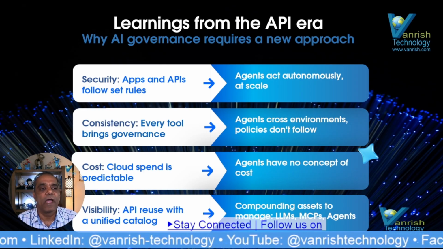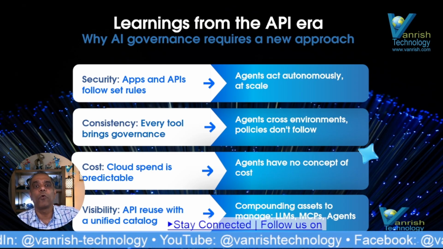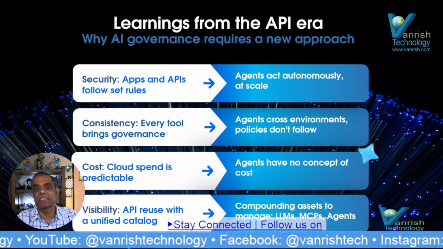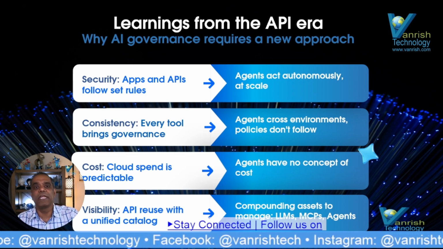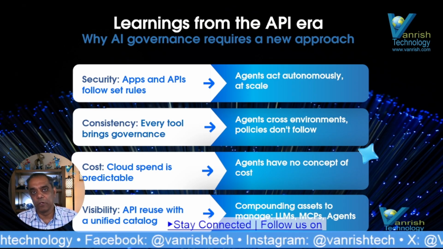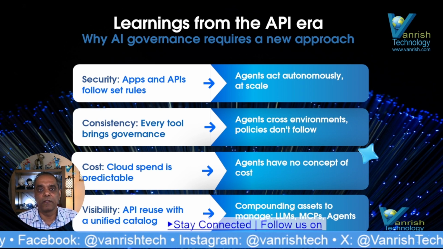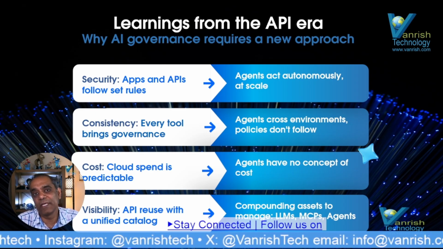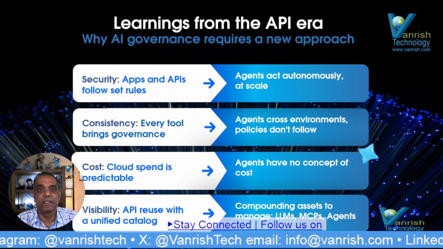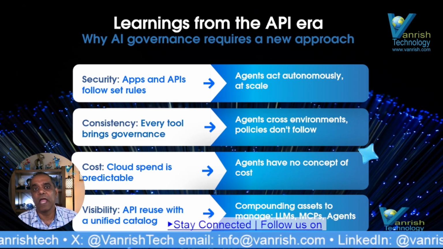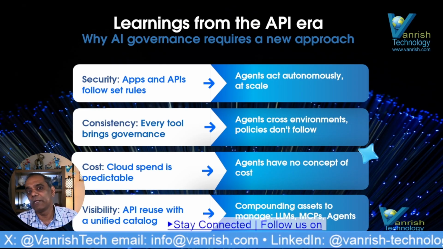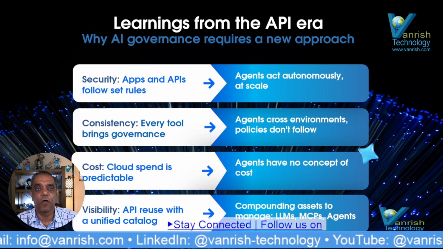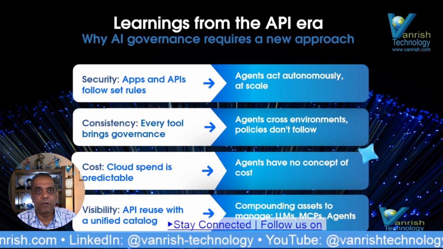Second is consistency. Every tool and every API brings its own policy and own governance, and exactly the same thing is happening with the AI agent. Suppose you are working on an ERP agent, it has its own compliances and own security guardrails, but they are not going to apply to your CRM application, and that is where there is no consistency. That's why we need the same kind of thing. Whatever we implement on the API side, we need that kind of consistency across AI agents and MCP tools. Third one is cost.